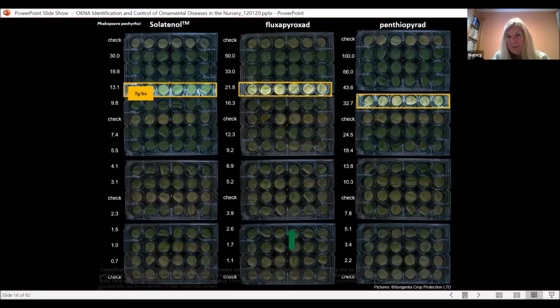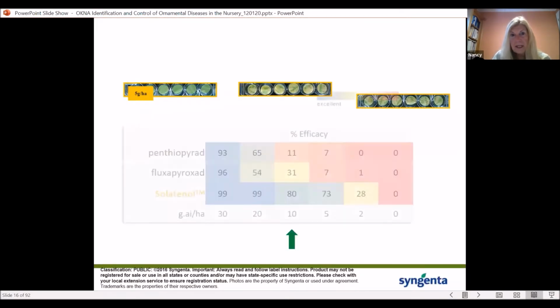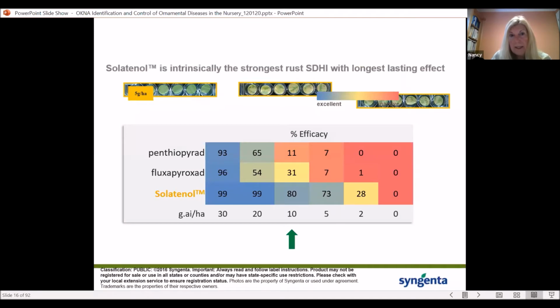Now, one of the best features about this is its activity on rust. And Heritage by itself is very good on rust, as are a lot of the 11 and 7 products. But the solatinol component actually is extremely strong on rust. So this is a great product for that.